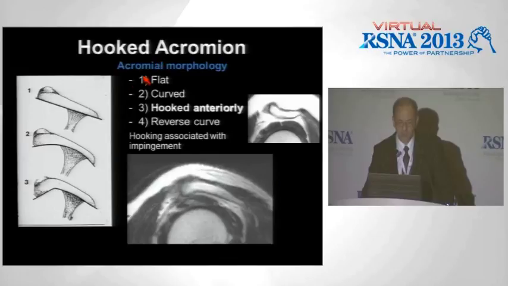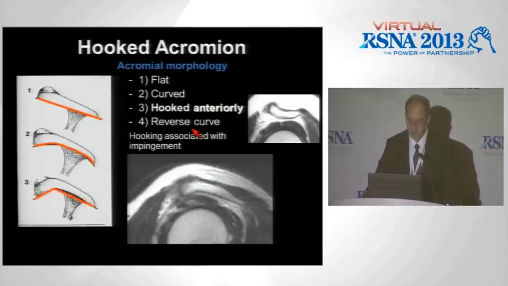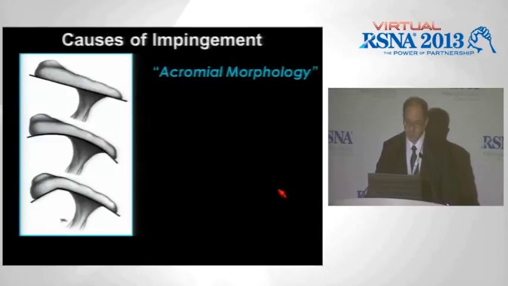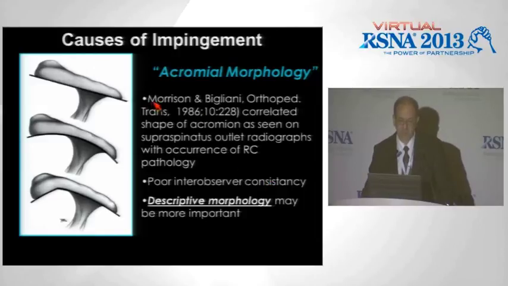Now, people have talked about hooked acromion as well as a source for impingement. There's different morphologies of the undersurface of the acromion: flat, curved, and hooked. This is controversial, however, and although theoretically an anterior hook of the acromion can lead to impingement as the supraspinatus is directly below that area, the question is whether this really exists.